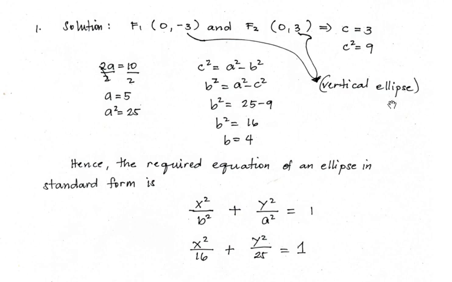Since this is a vertical ellipse, a squared must be on the y part. So the required equation of an ellipse in standard form is x squared over b squared plus y squared over a squared equals 1. Then plugging in, b squared is 16 on the x part. It's smaller than a squared on the y part, which is 25. This is the required equation of the ellipse.